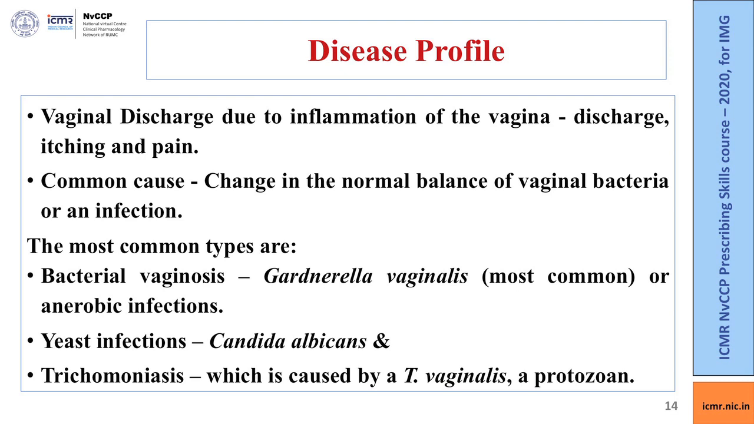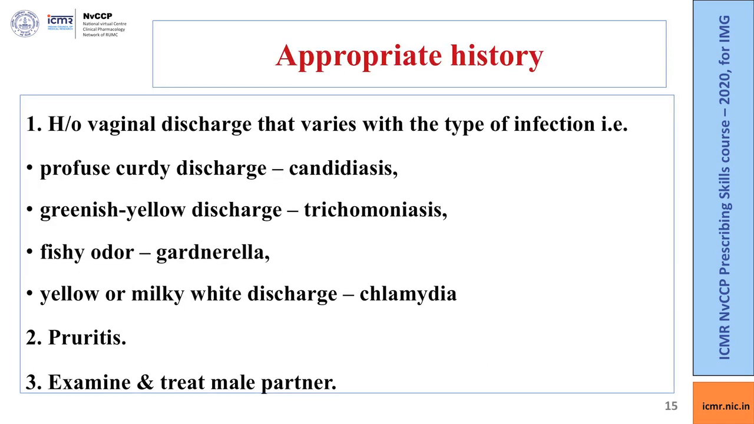The common types of vaginal discharge are bacterial vaginosis, most commonly due to Gardnerella vaginalis or anaerobic infections, yeast infections which are caused by a naturally occurring fungus called Candida albicans, and trichomoniasis which is caused by T. vaginalis, which is a protozoan. The type of vaginal discharge varies with the type of infection.